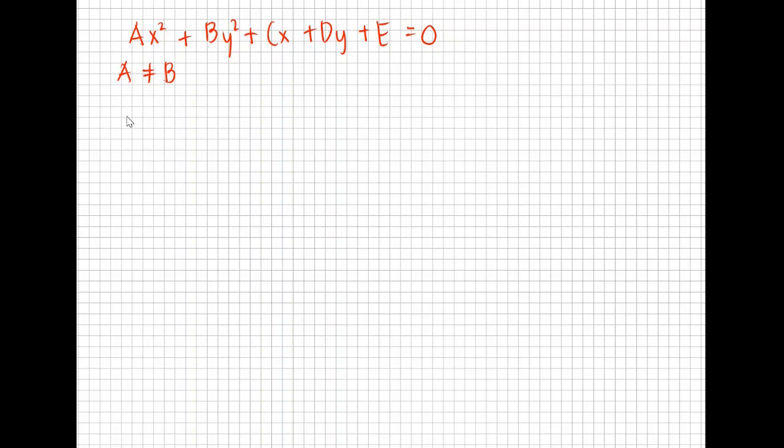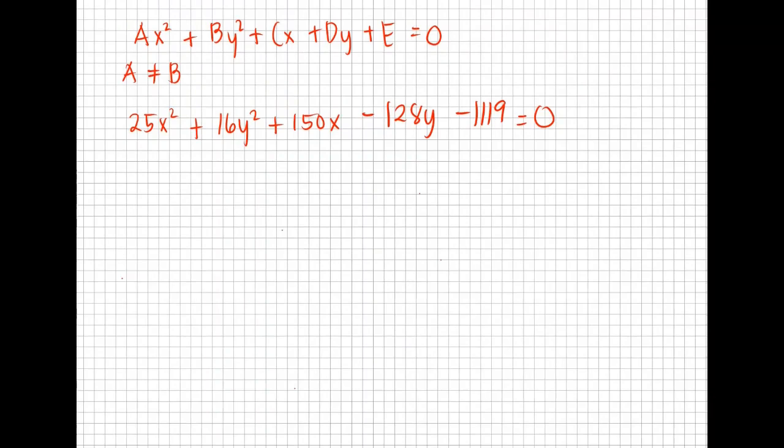So if we have the given equation, 25x squared plus 16y squared plus 150x minus 128y minus 1119 equal to 0.